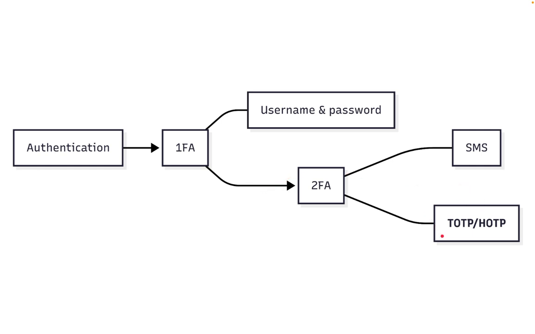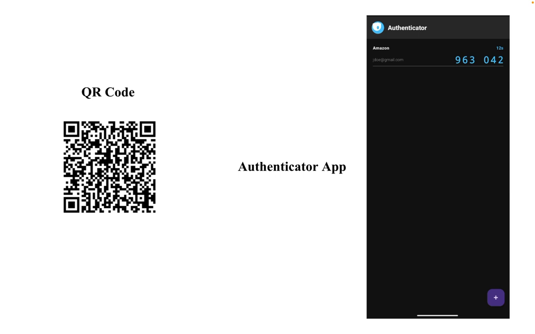TOTP stands for time-based one-time password, and HOTP stands for hash-based one-time password. So maybe if you are aware of the Google Authenticator app or Microsoft Authenticator app, you can relate to this. If not, you have something similar in structure like this. Whichever application you are trying to register or log in to, they do provide a QR code which you have to scan with any authenticator app.